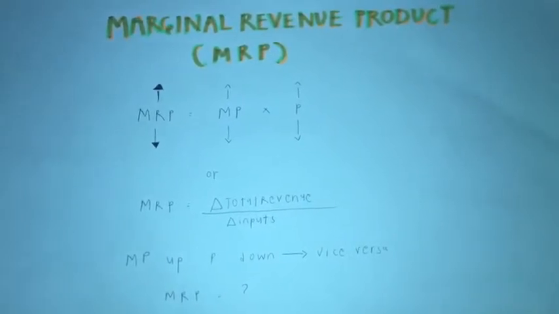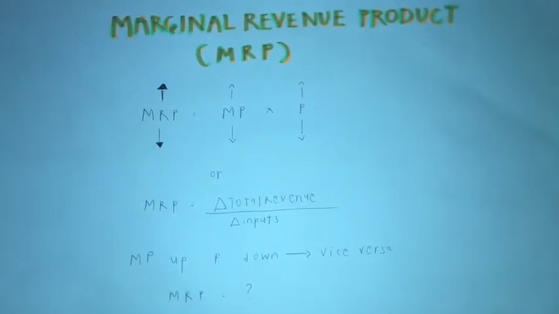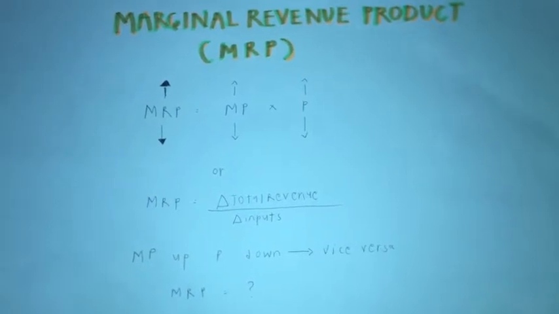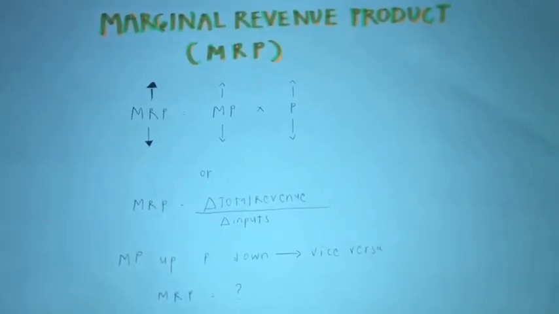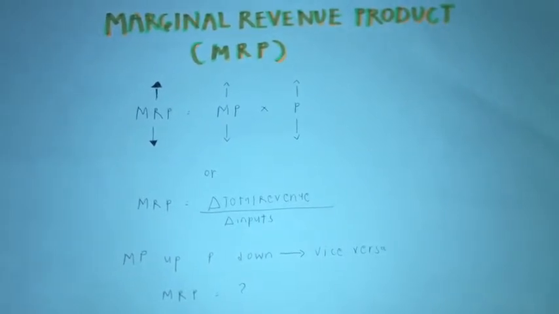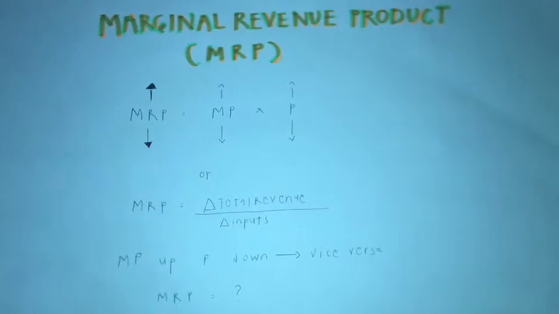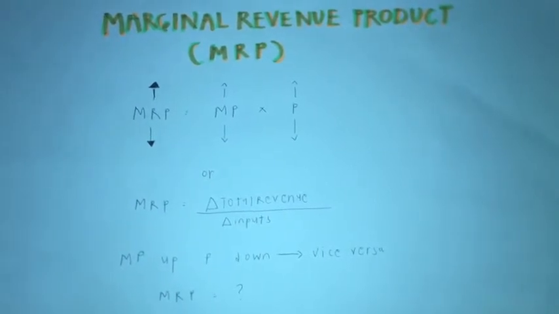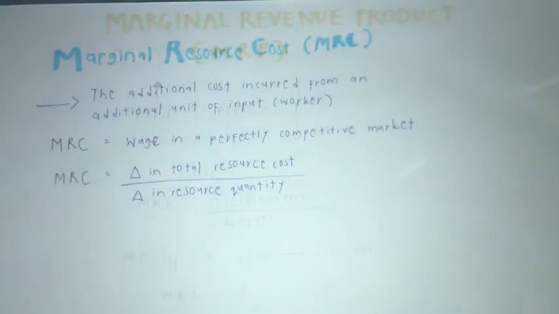You can also calculate MRP by taking the change in the total revenue over the change in the number of inputs. Now, an issue you might run into is if the MP and the price go in different directions. So, for example, MP up, P down, or MP down, P goes up. Therefore, MRP is not able to be calculated unless given a specific number.